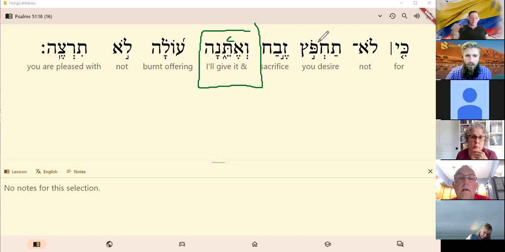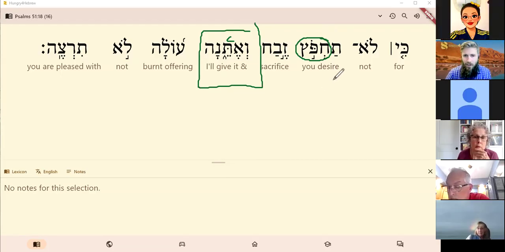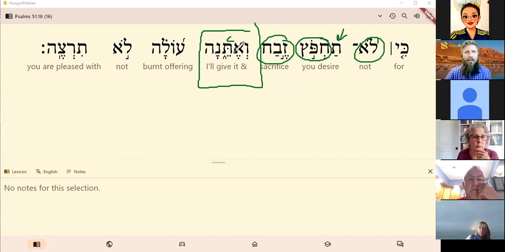Ki lo tachpots. What is chafetz? Desire. To desire, to find something desirable. So you did not or will not desire zevach, ve'etena. Ve'etena. See, now I screwed it up. Ve'etena. What does this mean? And I'll give. Well, yeah, that's okay, fair. I should have worded the question differently. What form of a word is this?